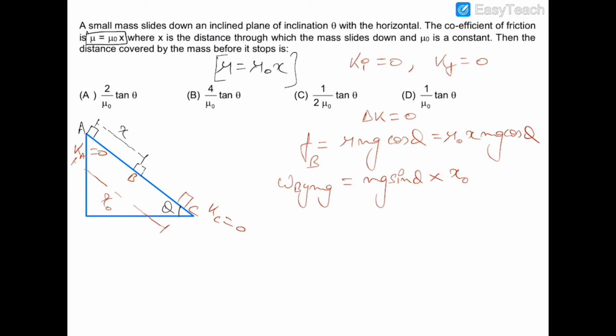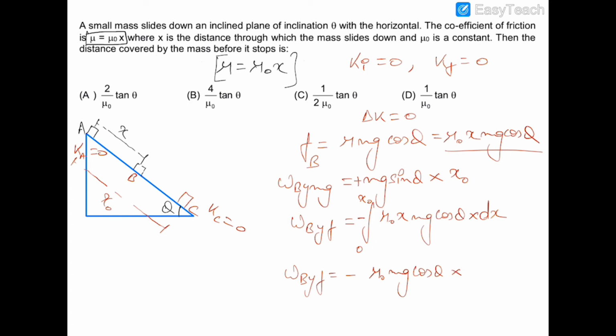So work done by mg will be positive mg sin theta x naught, because x naught and mg sin theta are parallel to each other, both acting in the downward direction. But as the block is going down, this friction is acting in the upward direction, and the displacement of the block is in the downward direction. So the work done by friction will be negative, and obviously friction is a variable force, so it should be calculated with integration. For a small displacement dx, the work done by the friction will be minus mu naught x into mg cos theta into dx. Now for the complete displacement, 0 to x naught, we integrate this, and work done by friction will be negative mu naught mg cos theta into x naught square by 2.